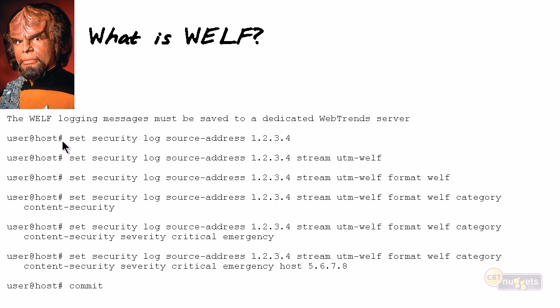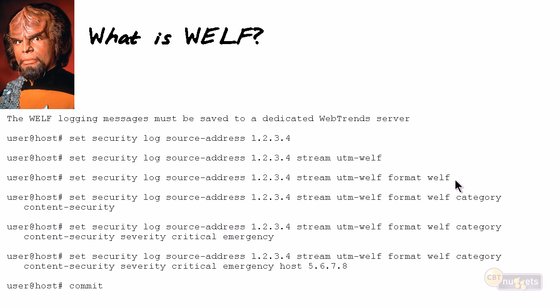Here we can see we're in configuration mode. We're going to set security log. So this is the source address of the security log. We're going to go ahead and use 1.2.3.4. Then we'll name our security log stream. In this case, we'll name it UTM-WELF. Then we want to set the format for the log messages. So we're going to set format WELF.